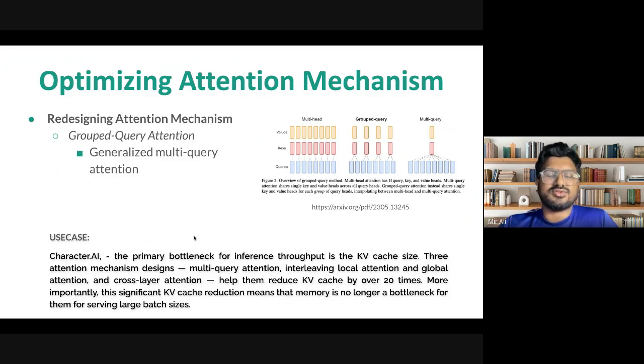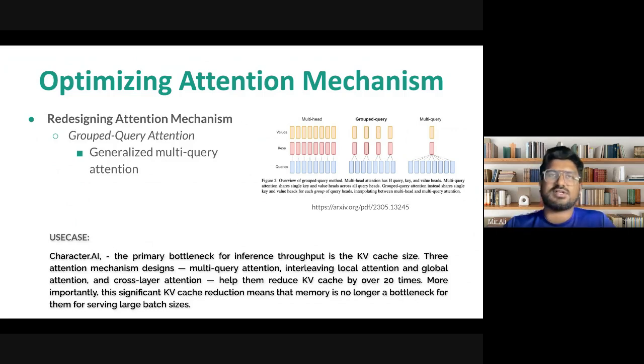One use case we have talked about is Character AI, where they said the primary bottleneck of inference throughput was the KV cache. They implemented three attention mechanisms: multi-query attention, interleaving local attention and global attention, and cross-layer attention. This helped them reduce the KV cache by 20 times.